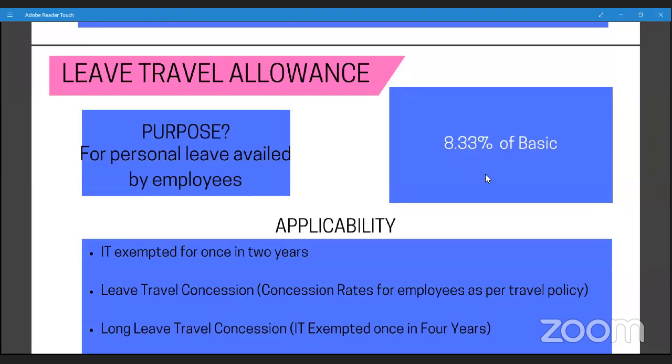When you talk about leave travel allowance, over a period of time, even employees argued that, sir, I have many components in my salary structure, but I don't have a component for leave. Because you have a leave policy, right? We have PLs, CLs, SL. There are a lot of leaves, but over a period of time, people were not using these leaves. They were only accumulating them.